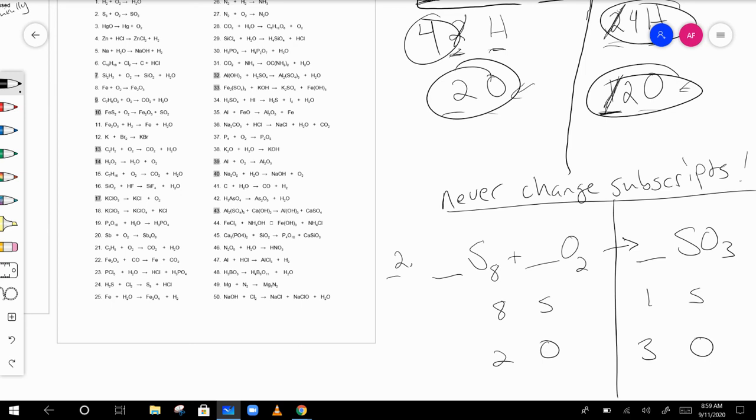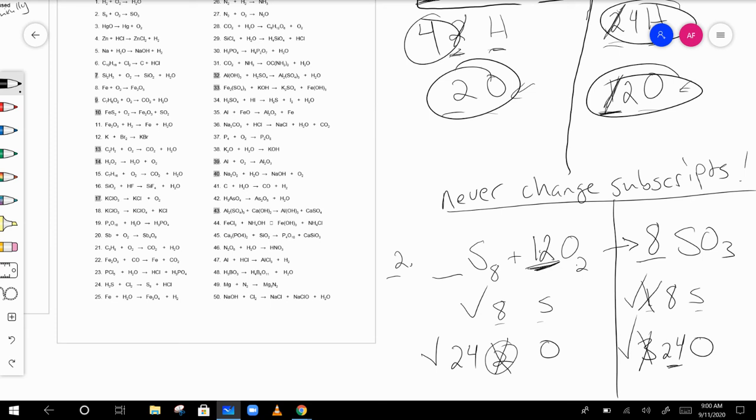Okay, so this one's a little bit tricky, right? Here we have 8 sulfurs, 1 sulfur, so let's make this an 8. That makes this now an 8, and then this 3 times 8 is 24. Now to balance the oxygens, don't look at this to balance the oxygen. Sometimes people look at this and think, oh, okay, I need to multiply this. But don't look at that. Look at what's here. I have 2 oxygens. I need to get 24. So what number do I need to put here? I need to put 12. 12 times 2 is 24. Okay, and now these are even.